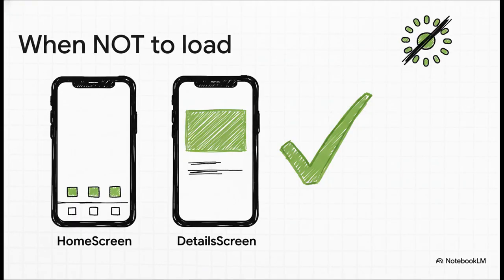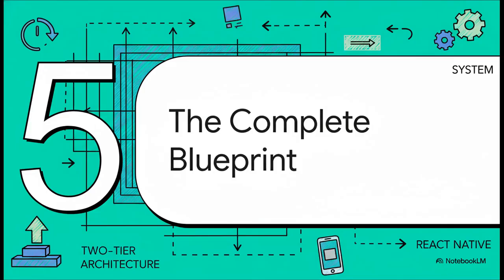And of course, it's just as important to know when not to add loading states. For simple, static screens like a home screen or a details view that gets its data from a previous screen, no loading is needed at all. The whole point is that the architecture is only applied where it actually adds value. Okay, let's bring it all together and look at the complete blueprint. This is the payoff: a clear, predictable system for handling any loading scenario you can throw at your app.